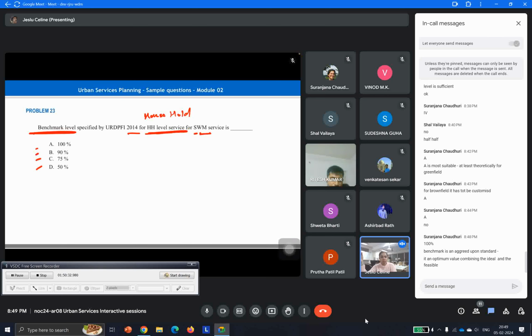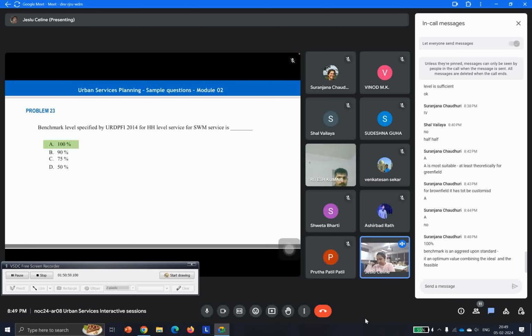So that is the benchmark which is given. Somebody answered, benchmark is an agreed upon standard. It's an optimum value combining the ideal and feasible. Exactly, very good, that's the correct one. So it is based on what is feasible. For household solid waste management, somebody has already given the answer, that is 100%. Solid waste management is very important, and the benchmark itself says that it should be 100%.